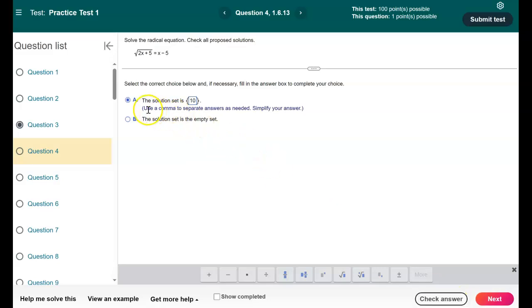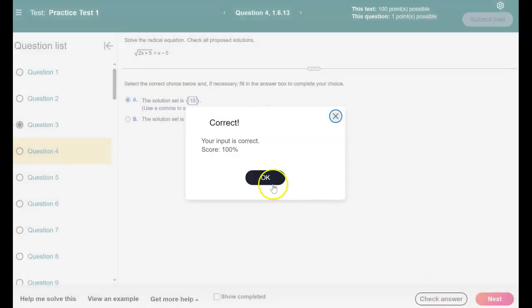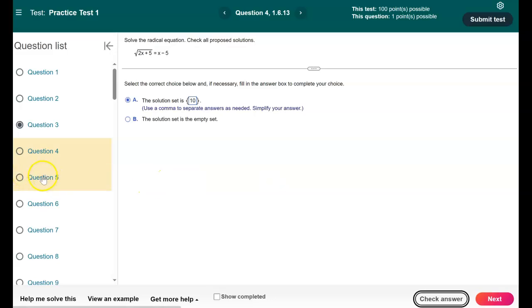So make sure to also read annotations here. Sometimes you would be asked to simplify your answer or write your answer in exact form. If it's in exact form, that means you have to write it in fraction form and you don't write it in decimal. So make sure to read the annotations here, to read the instructions on how you would input your answer. Okay, and then you check your work. Okay, so let's proceed to the next question.